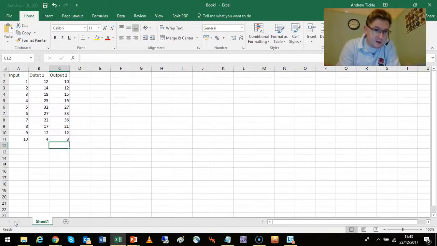So here I've just got a basic Excel spreadsheet, so I'm going to show you how to plot both of these. So as you can see here, sorry, I keep scratching my nose because I've got a bit of a cold coming on, so apologies about that.